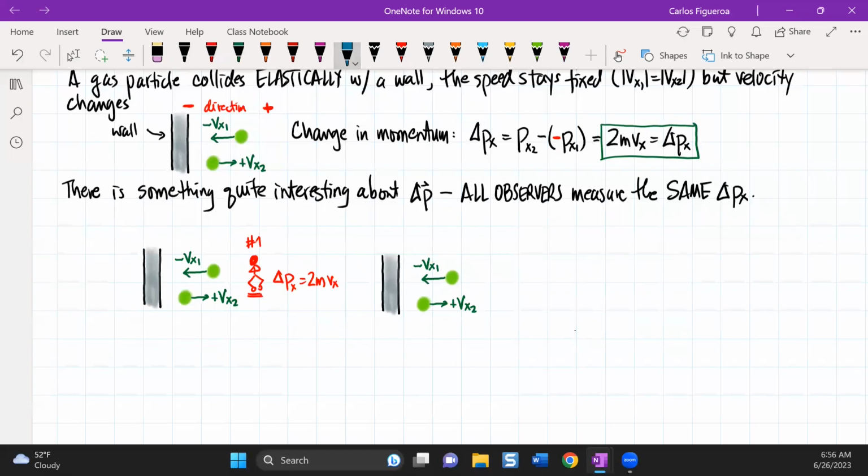Now, if I jump into a second frame, and I'm in the frame of one of the particles, which I'm going to call 2, so I'm actually in the frame of one of the particles, if you measure that change in momentum, you also get 2mvx. I can also do the center of mass frame, which I won't, but you also get the same change in momentum.